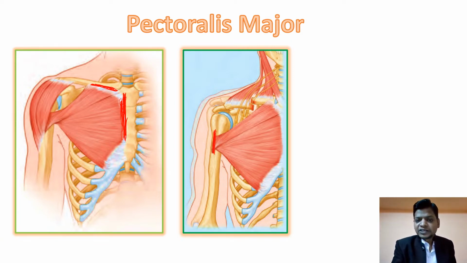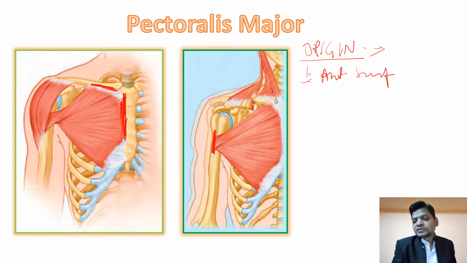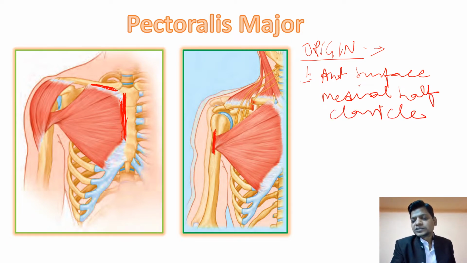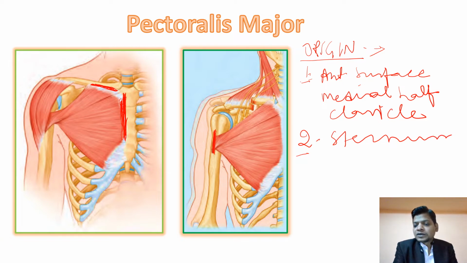So we have studied the origin of pectoralis major. The origin is from the anterior surface of the clavicle. How much? The medial half of the anterior surface of the clavicle. Second, we have studied the anterior surface of the lateral part of the sternum, up to the sixth costal cartilage.